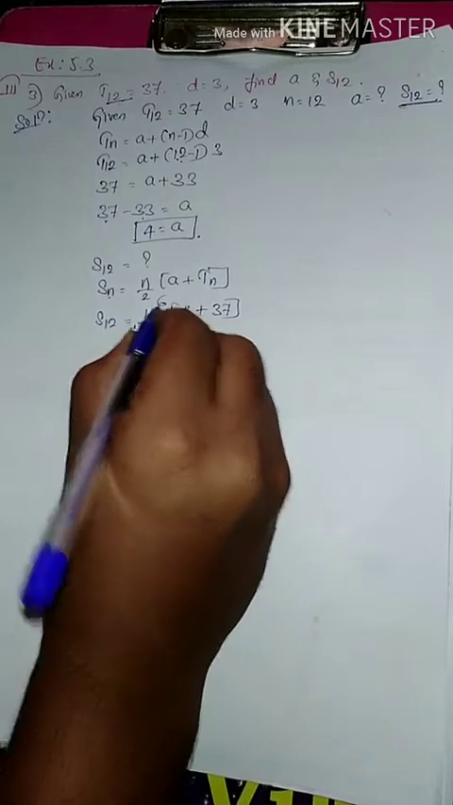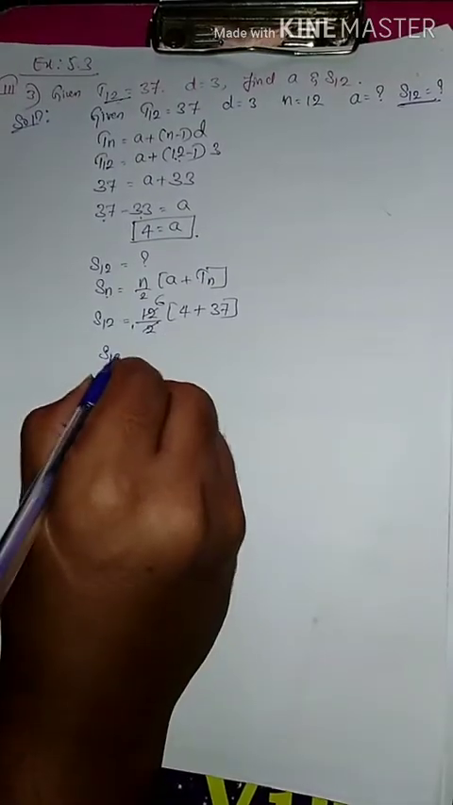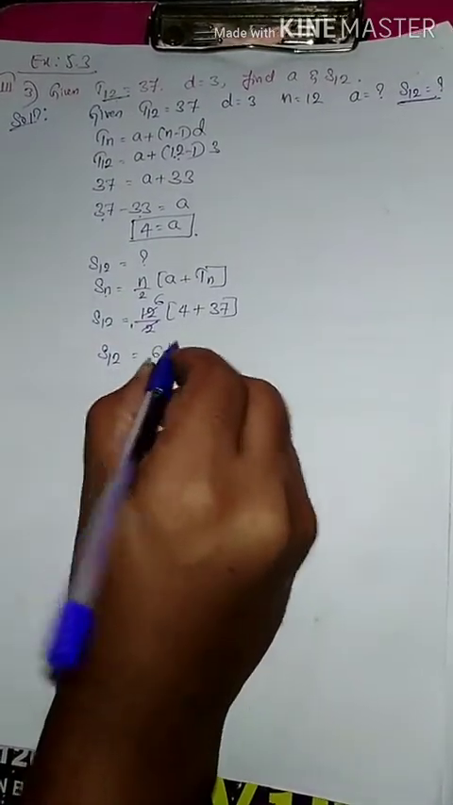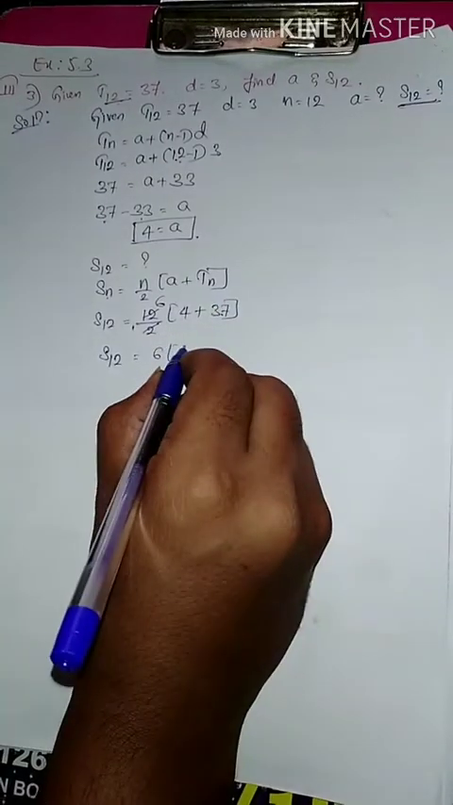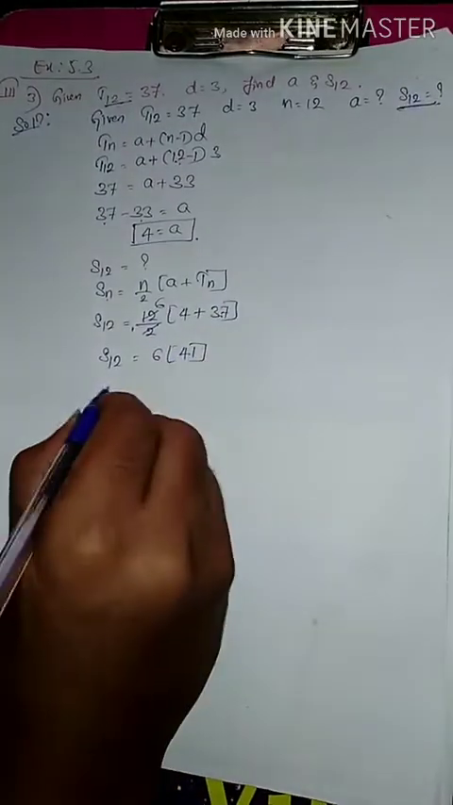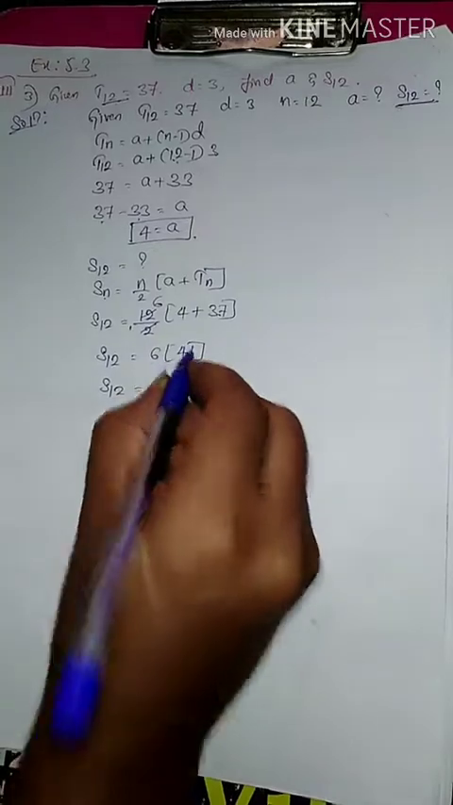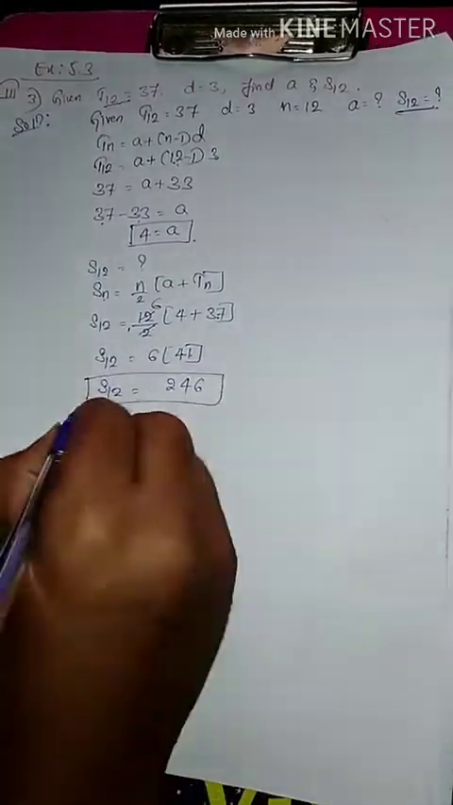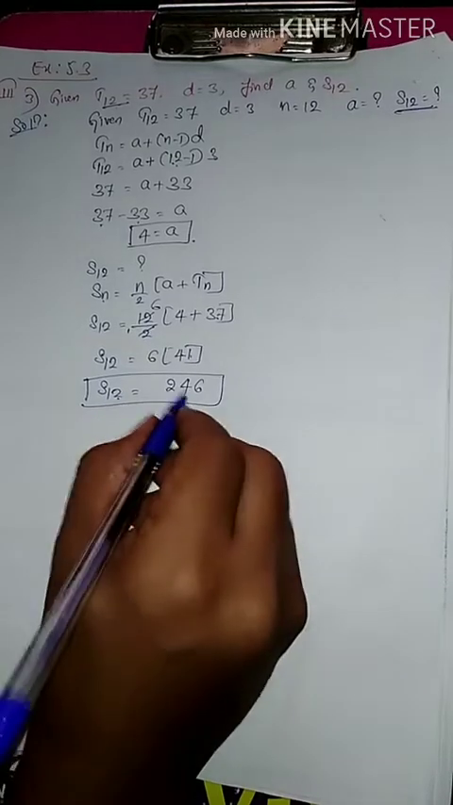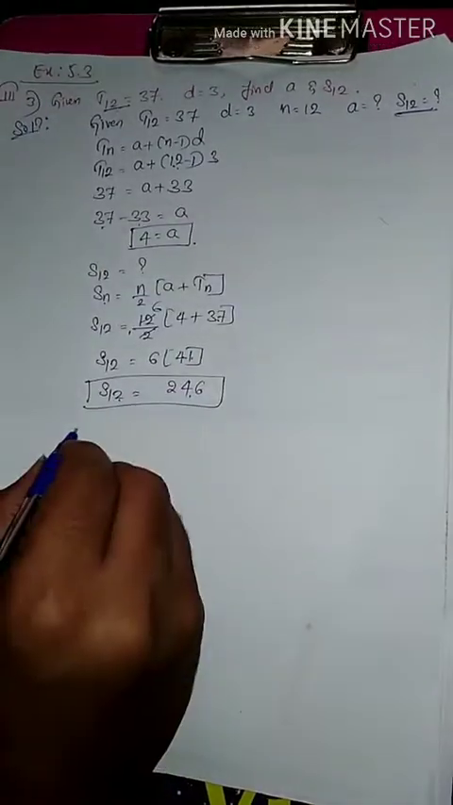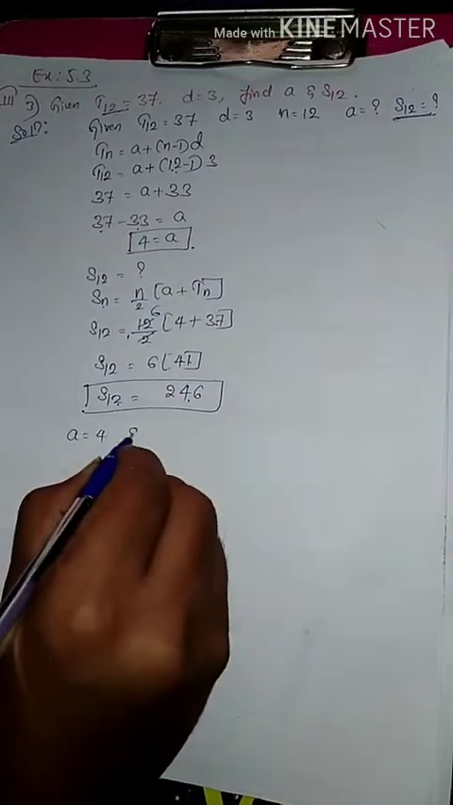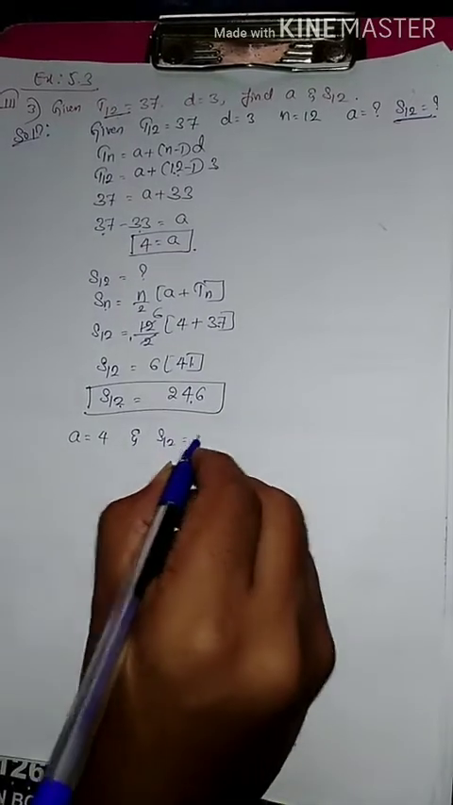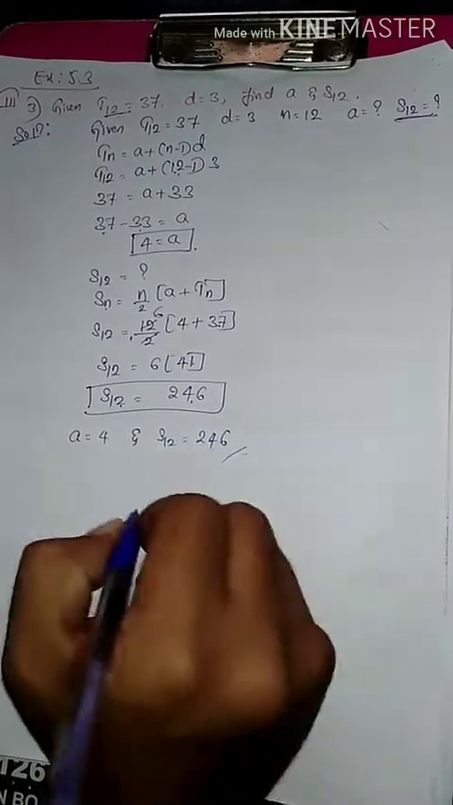2 ones are 2, 2 sixes are 12. So S12 is equal to 6 into 37 plus 4 is 41. So S12 is equal to 6 ones are 6, 6 fours are 24. Therefore, the sum of first 12 terms of an AP is 246 and the first term is 4. Hence, A is equal to 4 and S12 is equal to 246.